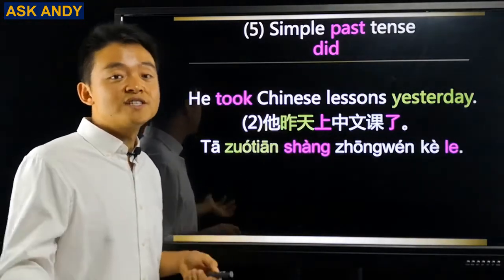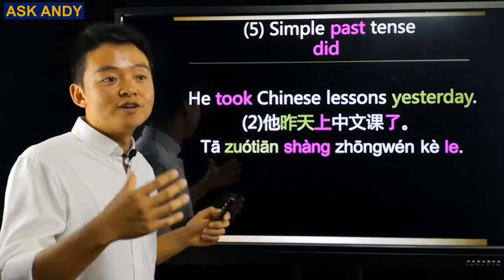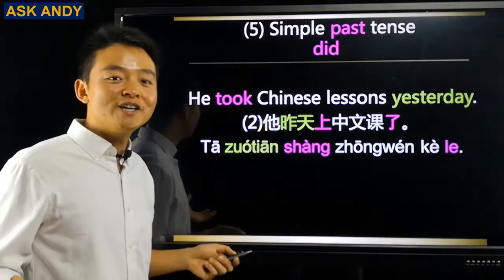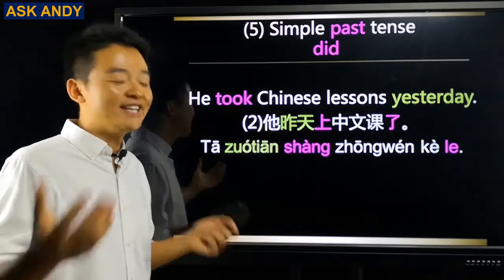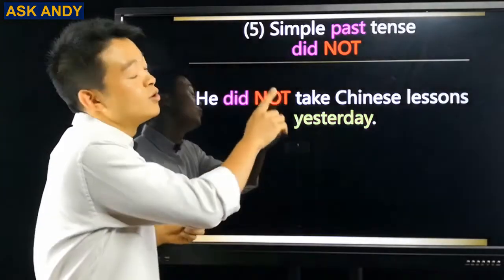What's the difference between these two 了? 了 is one of the most complicated characters or words in Chinese. I'm going to make another video to talk about that later. How do we negate in Chinese for simple past tense?